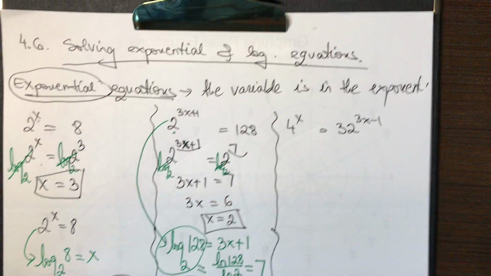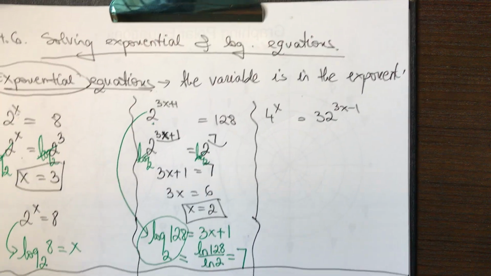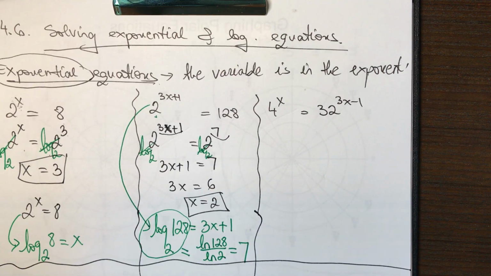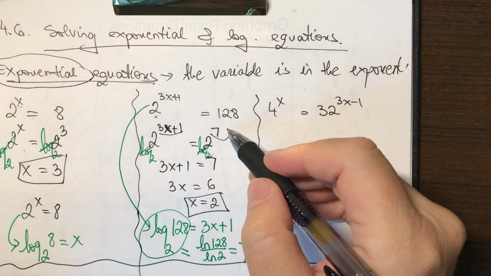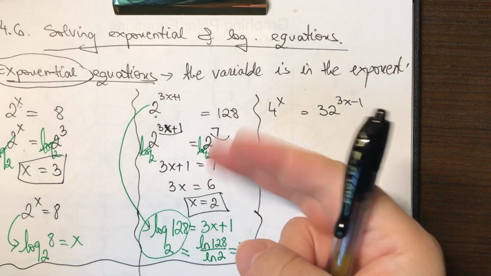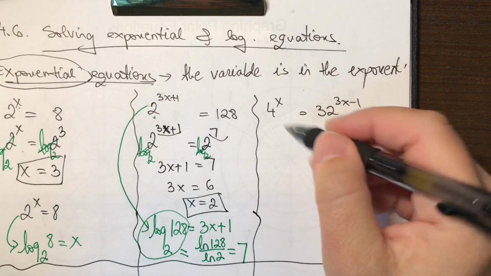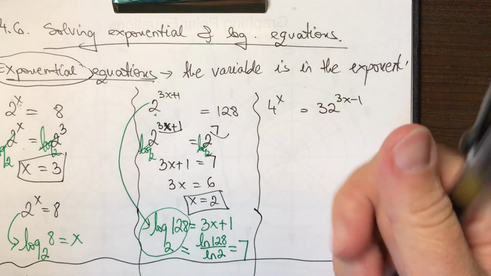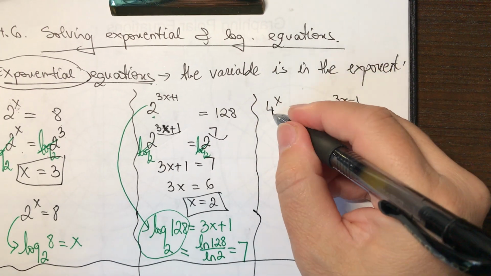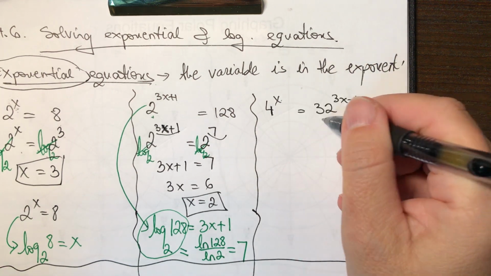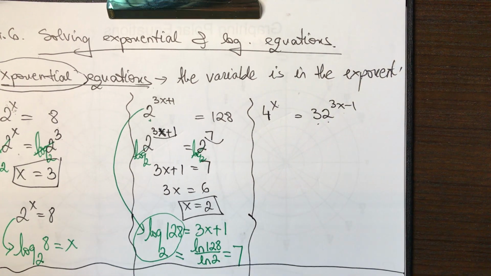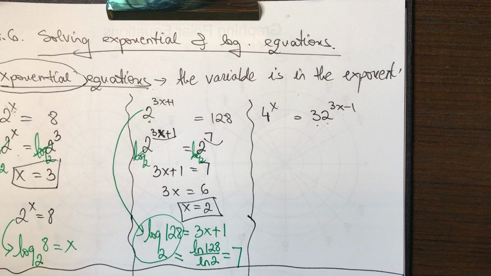Okay, let's try this problem here. Maybe not such a high power of 2, right? We can figure out 2, 4, 8, right? Keep multiplying by 2s. At some point, we might get bored of it. So 4 to the x is equal to 32 to the 3x minus 1.